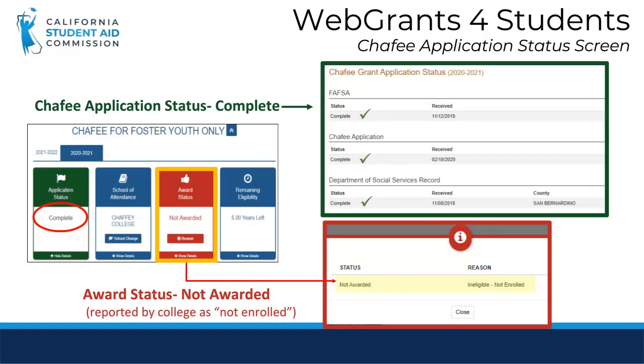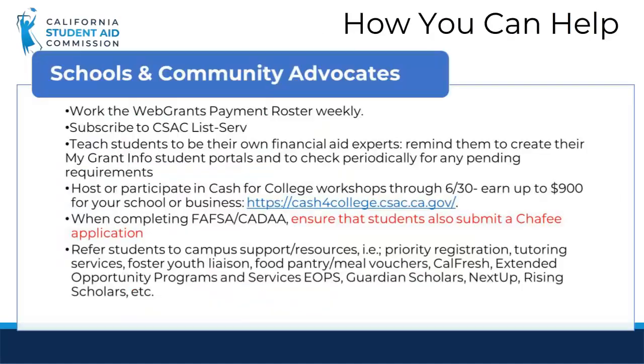Once the student's FAFSA or DREAM Act application is submitted and foster youth status is verified, they will see that all requirements are now complete, meaning that the student is now fully eligible. But wait, why is the student's award status not awarded? Again, when students click Reason and Show Details, they see that their college reported that they're not enrolled, so the award was withdrawn and recycled to another eligible waitlisted student. This student can regain eligibility if they enroll at least half time.